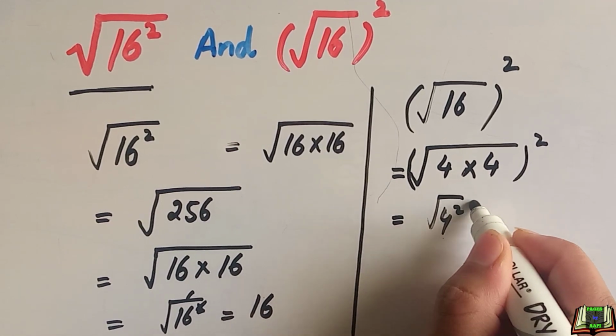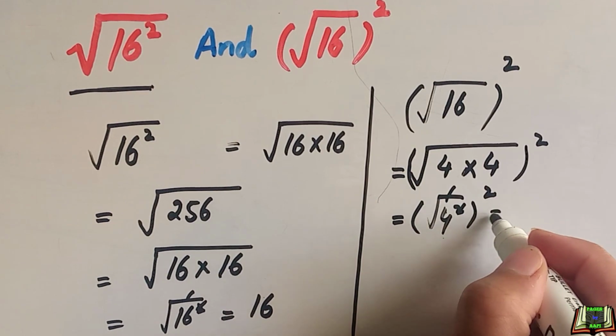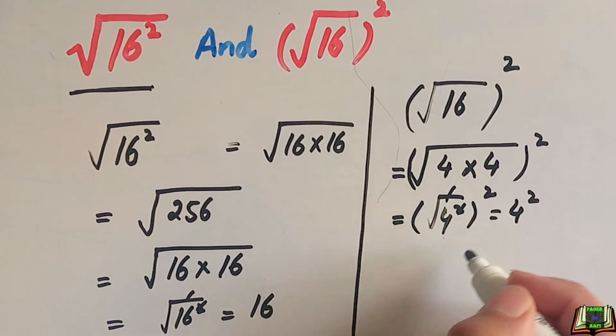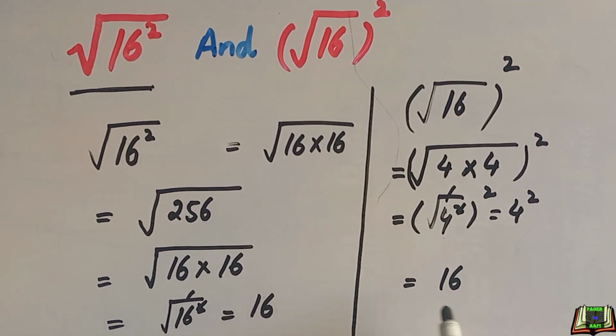Root of 4 square and whole square. Square and root cancel out. We are here with 4 square. And we know that 4 square is equal to 16. So both numbers are equal to 16.